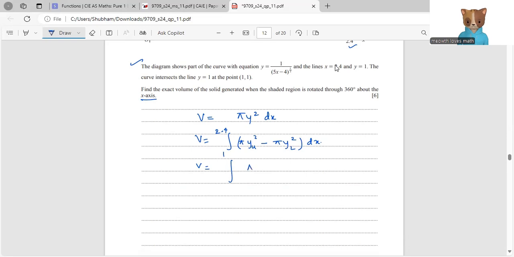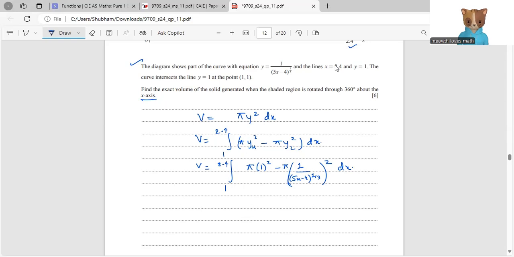Y upper value is what? Y equal to 1 line. So 1 square minus pi y. Y is how much? 1 over pi x minus 4, whole thing to the power 1/3. And then the whole square of it. Isn't it? And then we have dx from the limits 1 to 2.4.